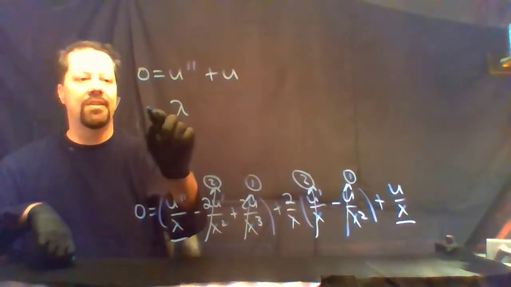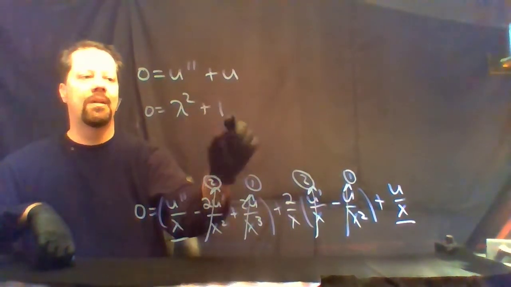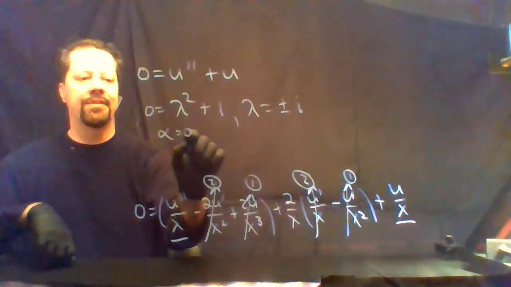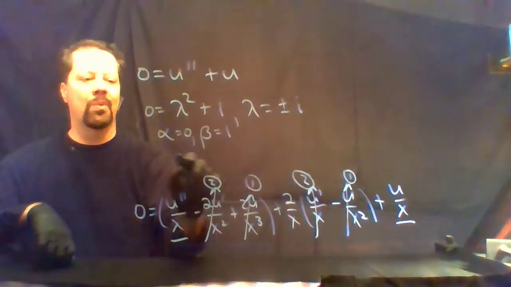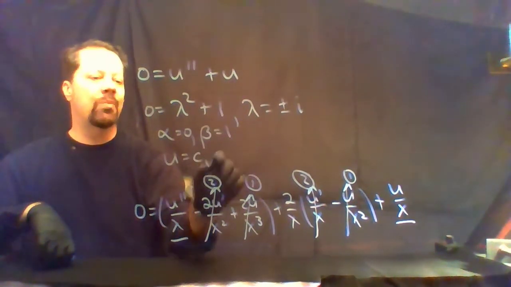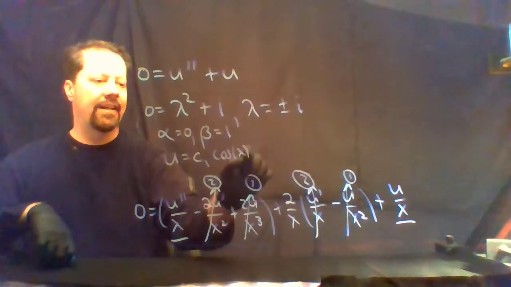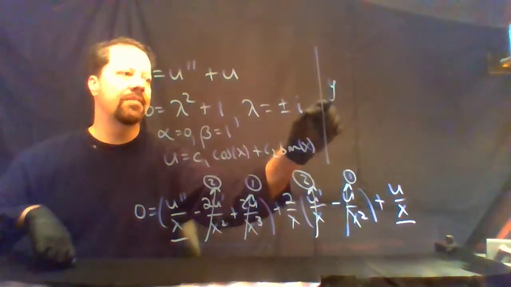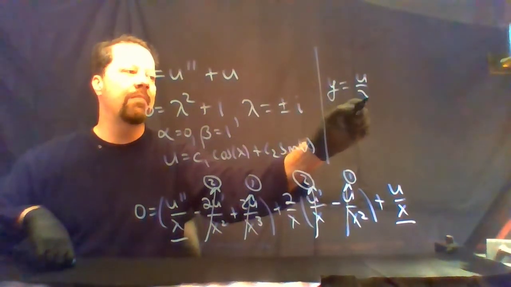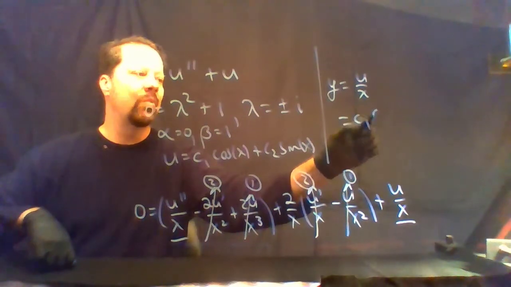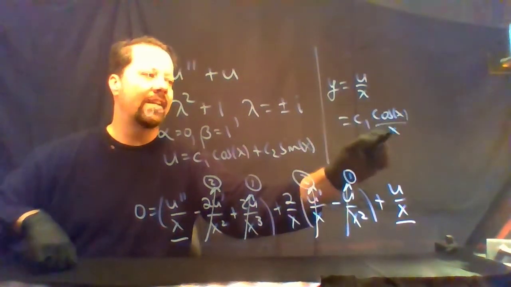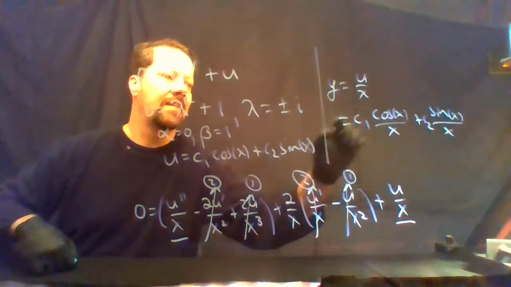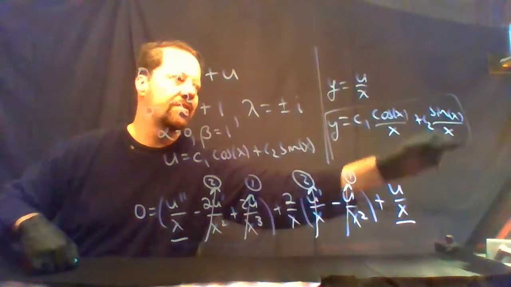This has characteristic equation lambda squared plus 1, which gives you lambda equals plus or minus i. So alpha is 0, beta is 1. That gives you u is c1 cosine of x plus c2 sine of x, and hence, since y is u divided by x, we get c1 cosine of x over x plus c2 sine of x over x for our solutions.